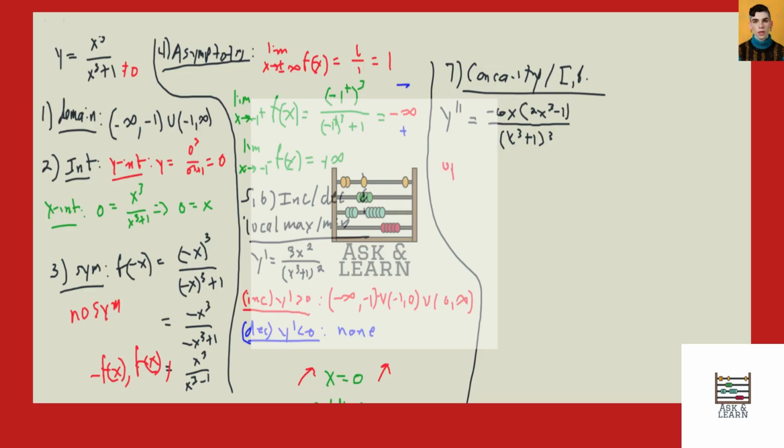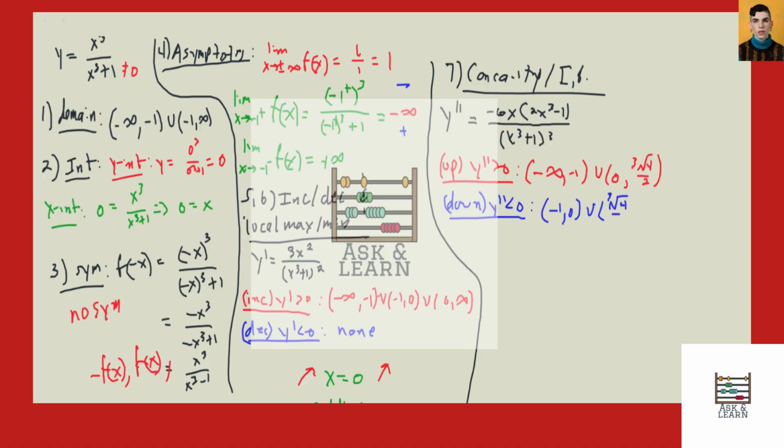Now this function is going to be concave up when y double prime is strictly larger than 0. And that should give us negative infinity to negative 1 union 0 to the cube root of 4 over 2. And the function is going to be concave down when y double prime is strictly less than 0, which is going to be the interval negative 1 to 0 union cube root of 4 over 2 to infinity.